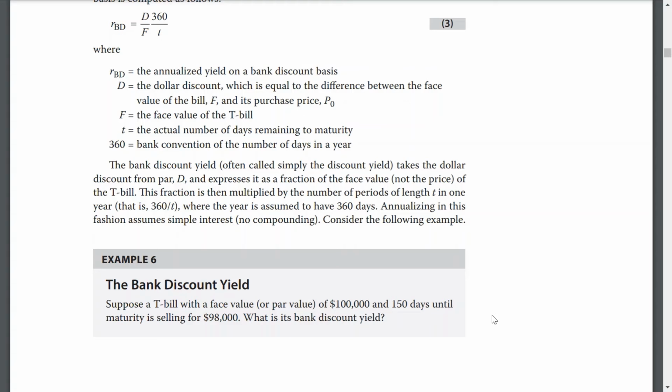So T is the actual number of days remaining to maturity, and 360 is the number of days in a year, where the year is assumed to have 360 days. Annualizing in this fashion assumes simple interest, with no compounding. Consider the following example.